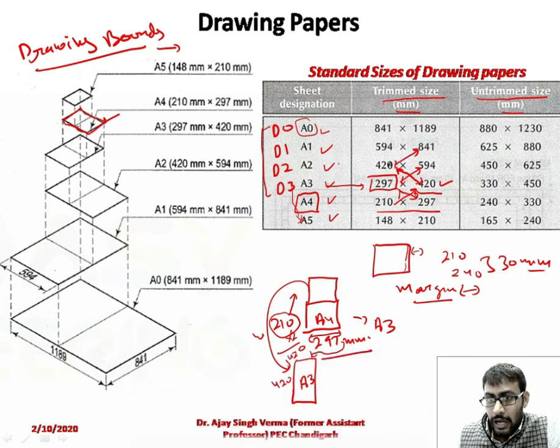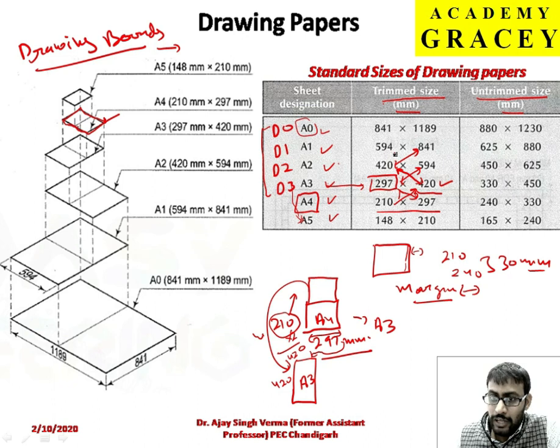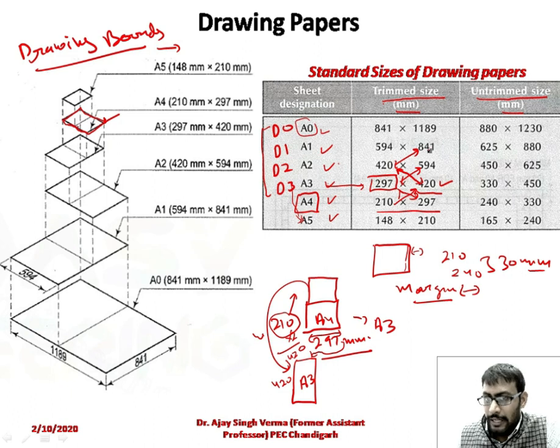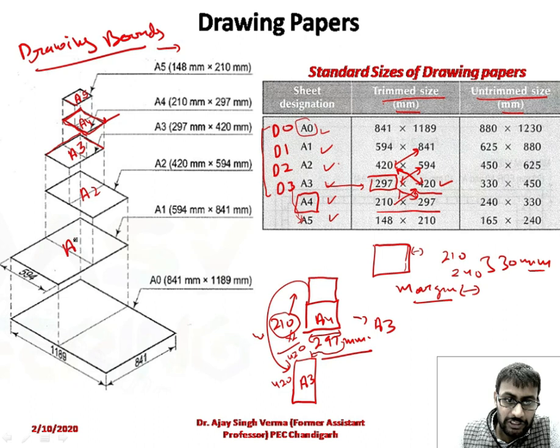So it means the length becomes the width of the next one, and the width becomes twice as much as the length of the next sheet. You can see this relation from the figure also. This is your A5 figure, this is your A4 figure. You can see the length of A4 becomes the width of the A3, and the width of A4 twice is equal to the A3 length. Similarly, this is for the A2 sheet, similarly for the A1 sheet, and this is for the A0 sheet.